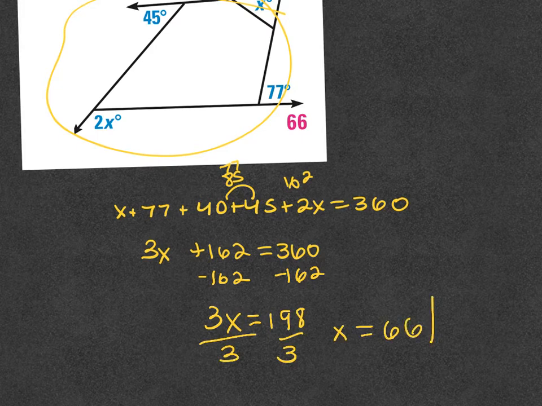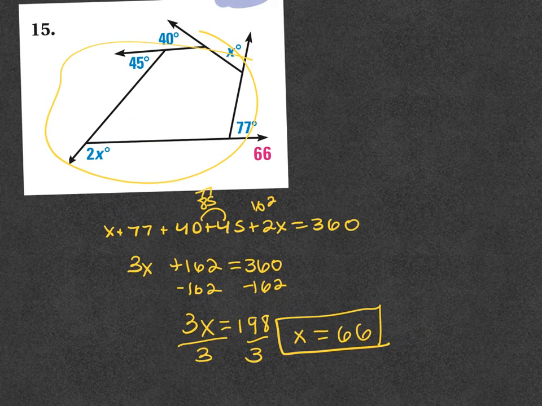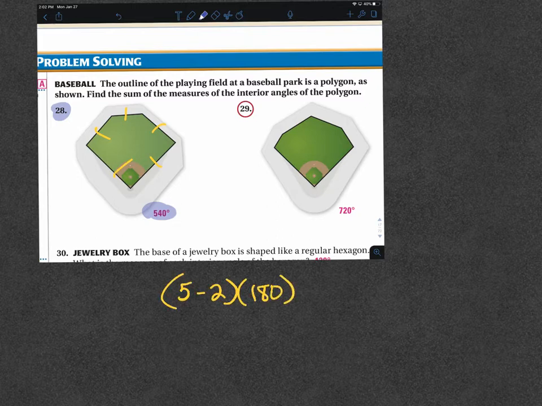And measure 66. So remember, if they're on the outside, 360. If they were inside, I'd have to figure out what the sum is and then subtract them off. One said the outline of the playing field of the baseball park is a polygon as shown. Find the sum of the measure of the interior. So I have to count 1, 2, 3, 4, 5. That's n is 5. 5 minus 2 times 180, or 3 times 180, which is 540.